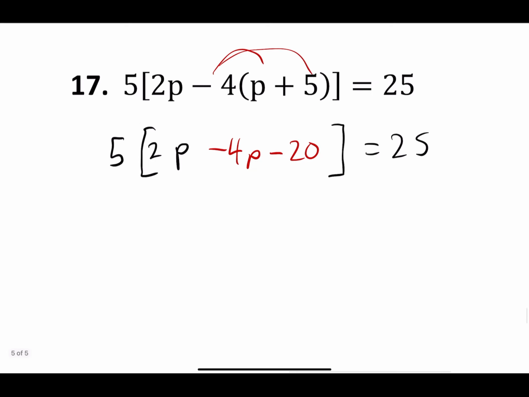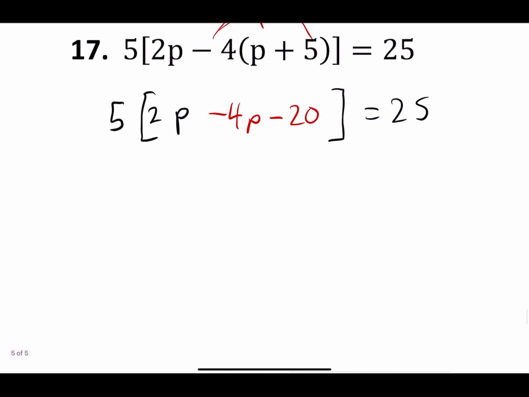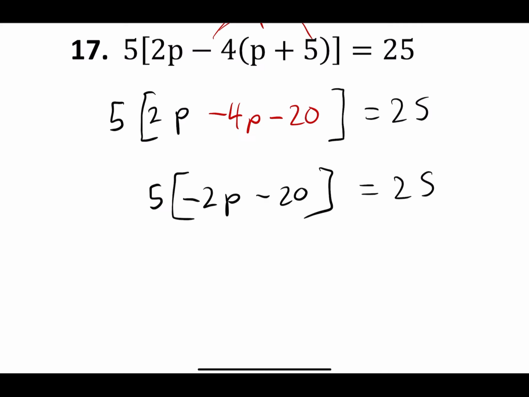Okay, now I have a large parentheses. We should combine anything we can on the inside. 2p minus 4p is negative 2p minus 20. Bring everything else down. And finally, this parentheses cannot be combined any further. Negative 2p and negative 20 are not like. Leave them separate. Distribute the 5 on the outside of the parentheses, and the parentheses will be resolved.